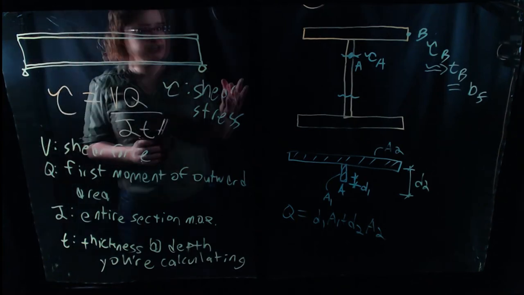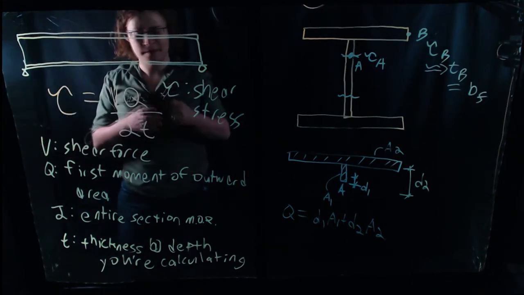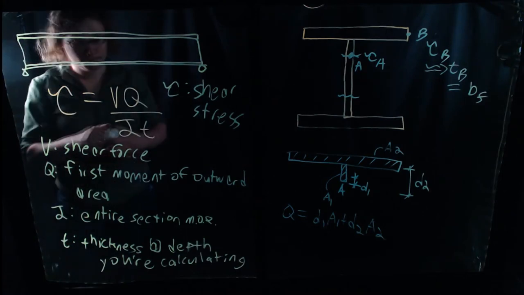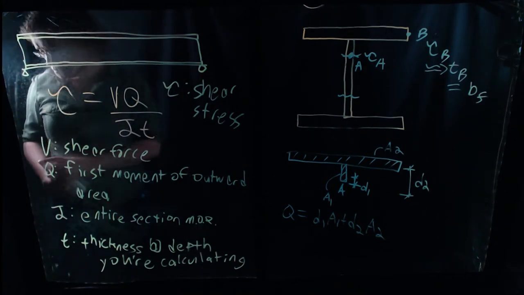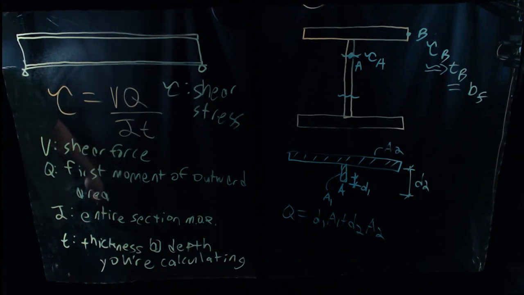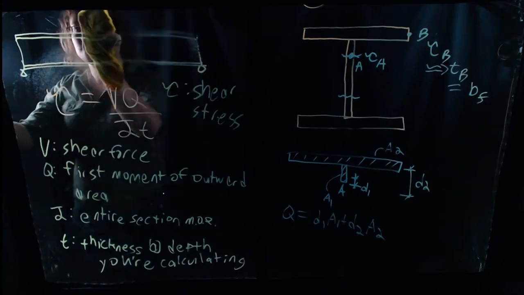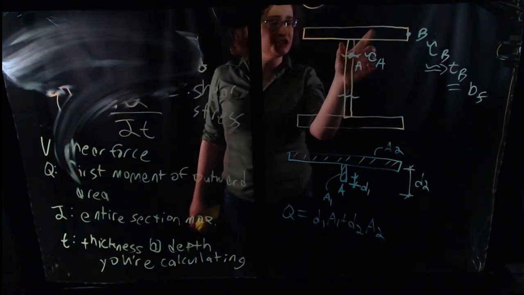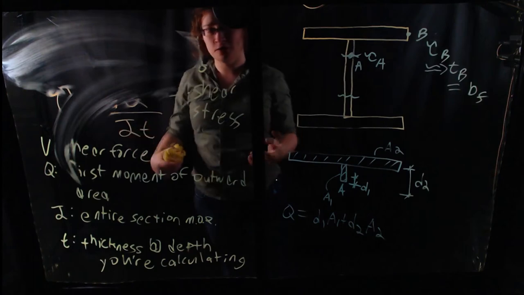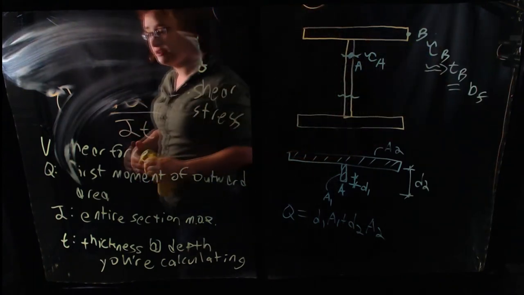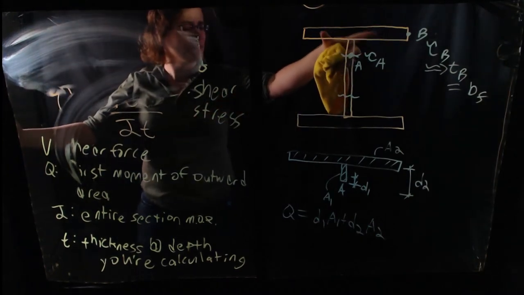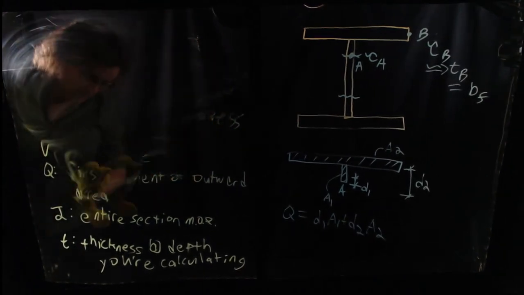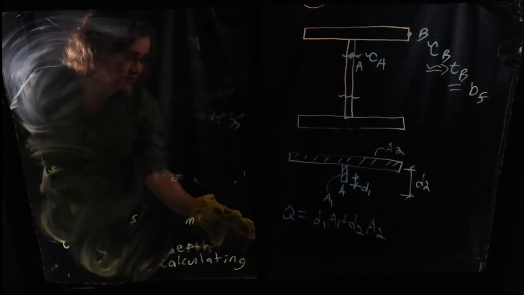But then let's consider how this actually results in shear stresses distributing through a member, through the cross-section of a member. So that T term is going to be very important. Because think about this for a second, that VQ over IT, when your T is larger, your shear stresses will decrease. When your T is wider, your shear stresses will decrease. And when it's narrower, your shear stresses will increase. And that creates some very interesting behavior for a cross section when under shear.